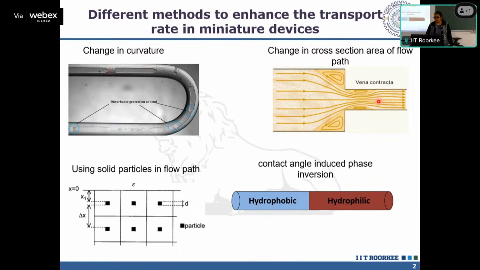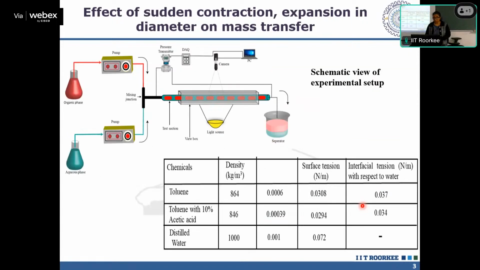Then in this particular lecture, what I want to cover is these two topics: how this sudden change in the flow path will enhance the mass transfer, and how hydrophobic and hydrophilic conditions, or more generally a sudden change in wettability of the tube wall, can influence the phase inversion, and how the phase inversion further influences the mass transfer efficiency. That we are going to discuss.